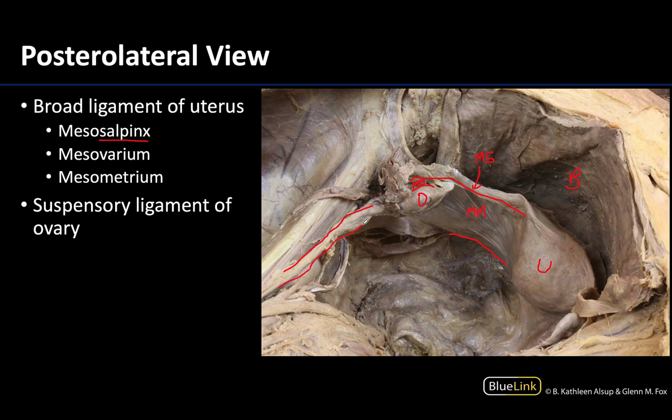And I almost like this image a little bit more in terms of the suspensory ligament because it's a little less dissected than what we had in the previous image. So you really get to see what it looks like in situ with the peritoneum covering those vascular structures. And you can see it's traveling directly to the ovaries. It's going to be continuous with this mesovarium. So this is that suspensory ligament of the ovary.